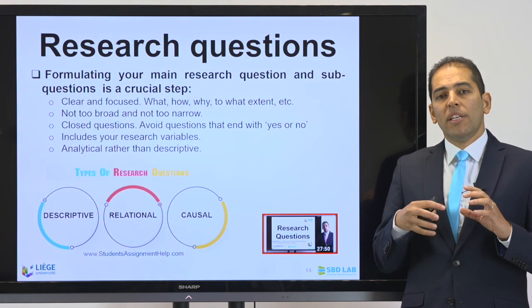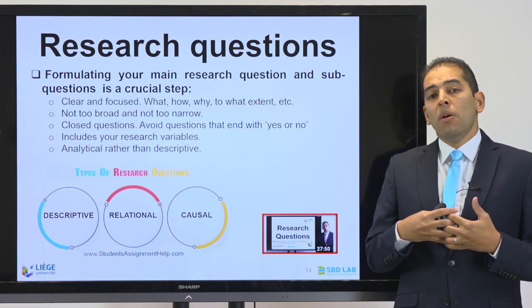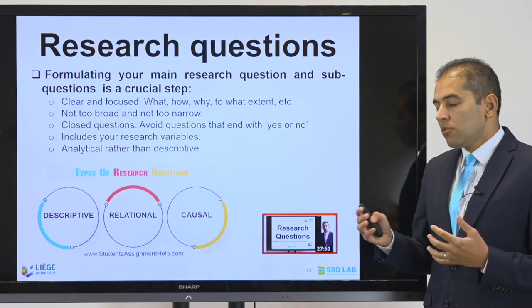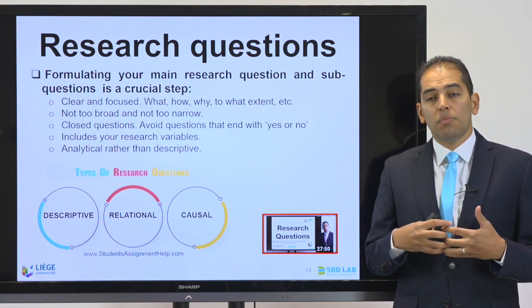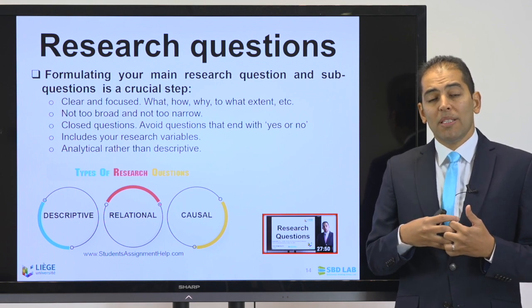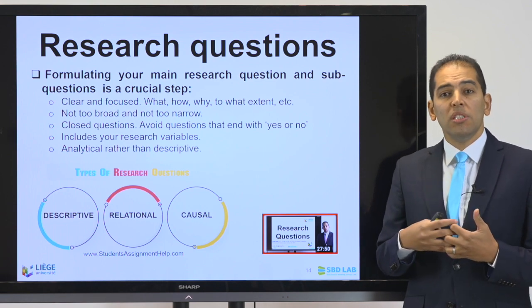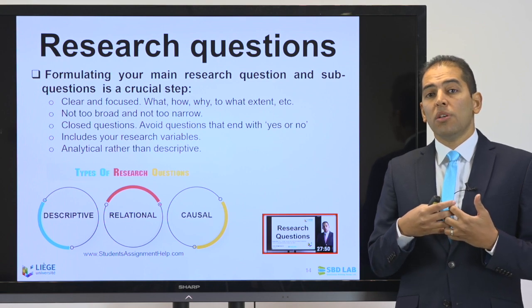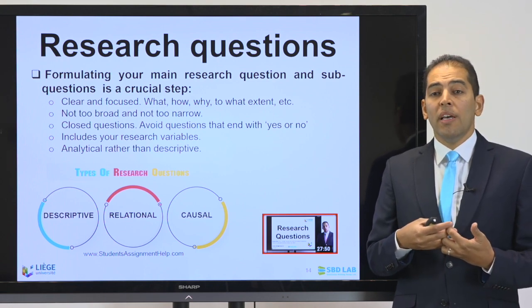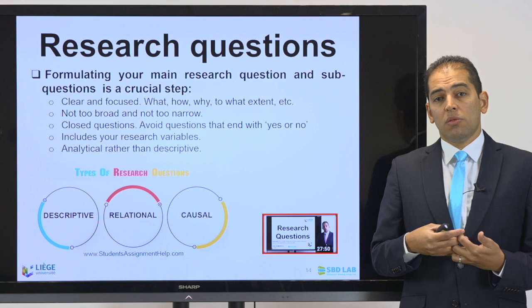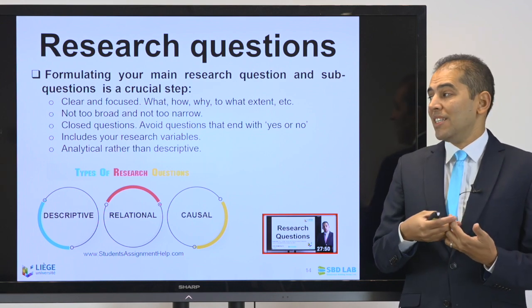Now, when we look at general research questions, as you can see, we previously talked in a lecture about research questions. I invite you to watch it, but the most important takeaway message from there was that research questions need to be clear and focused. They need to include the what, the how, the why, and it's always recommended to start with questions related to how or to what extent.